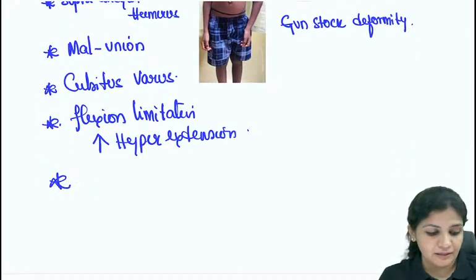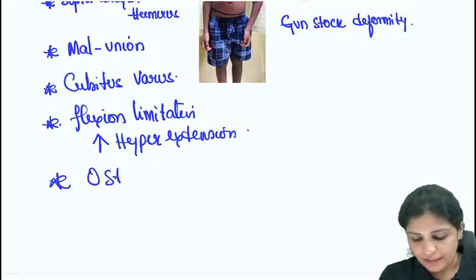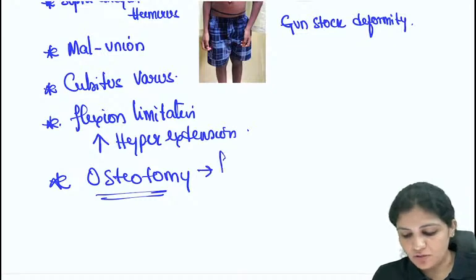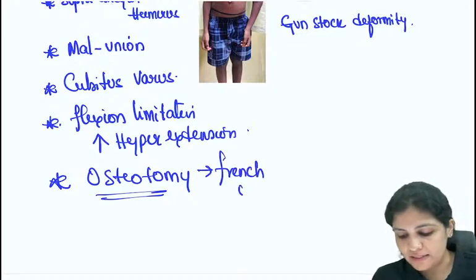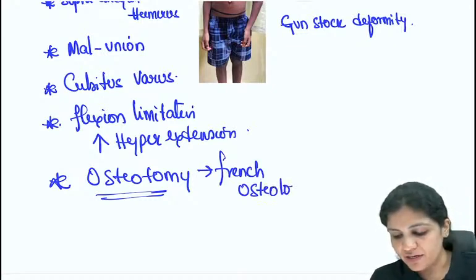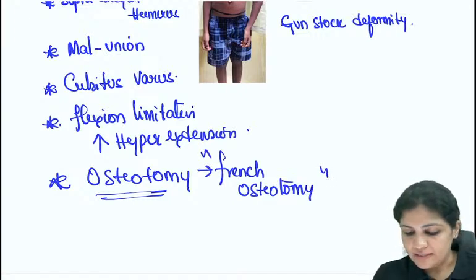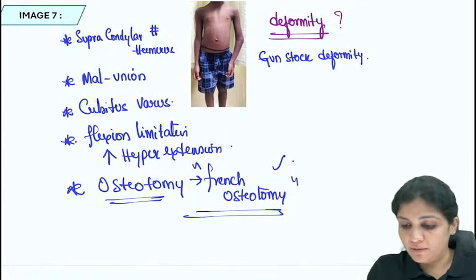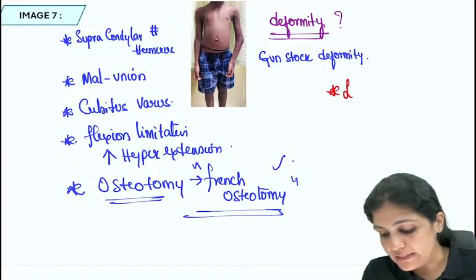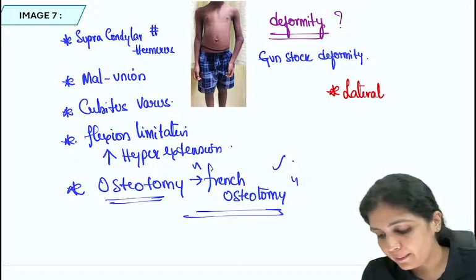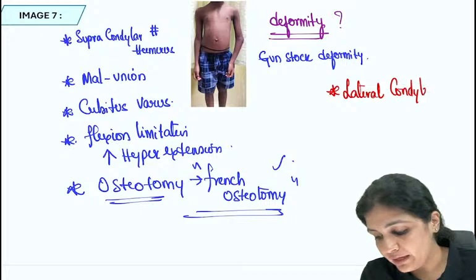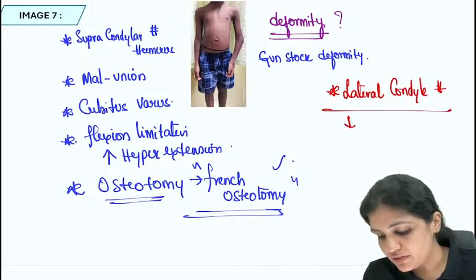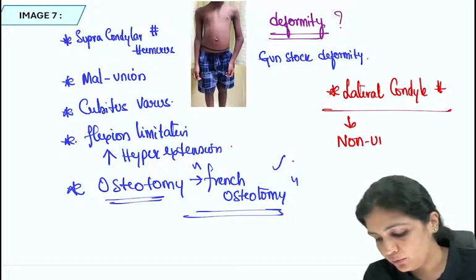And how do you treat it? Any correction of the bone is called osteotomy. And what is the osteotomy which you do? The name given to it is the French osteotomy. The surgery for correction of cubitus varus is French osteotomy. Similarly, we have lateral condyle fracture, which results in non-union.